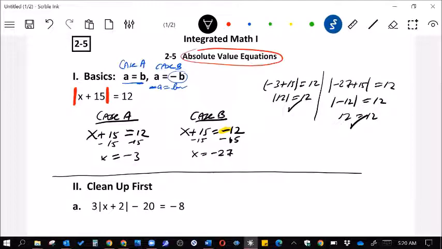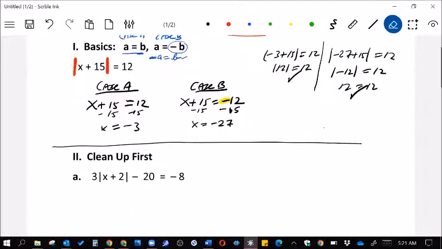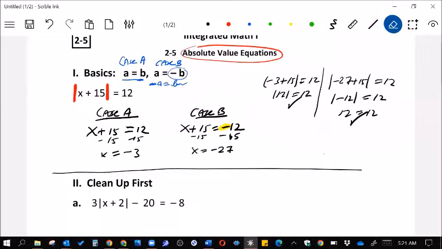What that means is that there's a specific place on the number line where -3 is this distance away from it, and -27 is the same distance away from it. So those are the two x's, and it's right in between where the center is for it. There's a graphical way to show it too. Now, that's the basics of it.